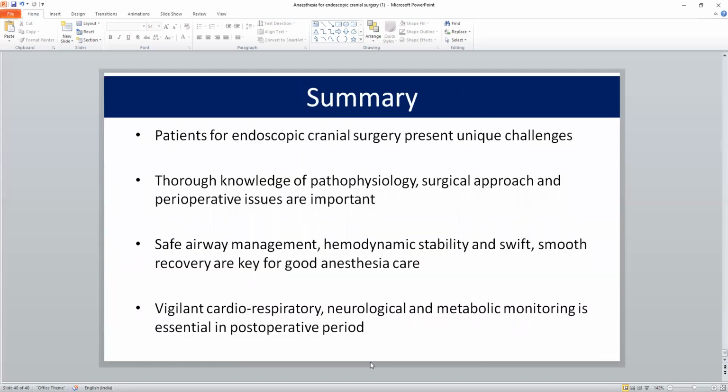To summarize, patients for endoscopic cranial surgery present unique challenges. Thorough knowledge of pathophysiology, surgical approach, and perioperative issues is important to achieve good outcomes. Safe airway management, hemodynamic stability, and swift, smooth recovery are key elements for good anesthesia care in patients undergoing endoscopic cranial surgery. Lastly, vigilant cardiorespiratory, neurological, and metabolic monitoring is essential in the immediate post-operative period to achieve good outcomes.